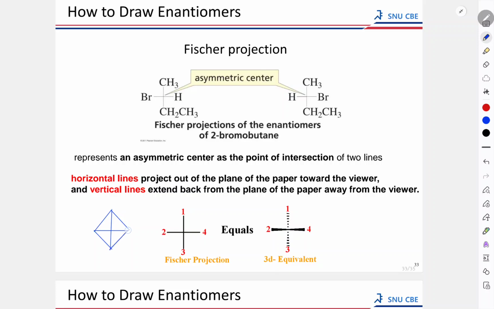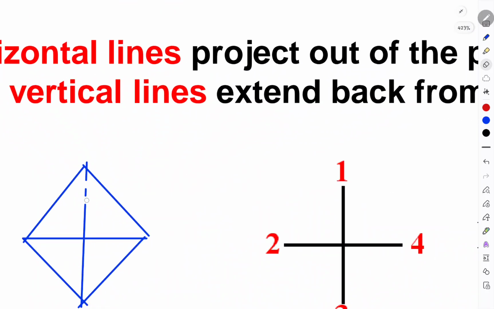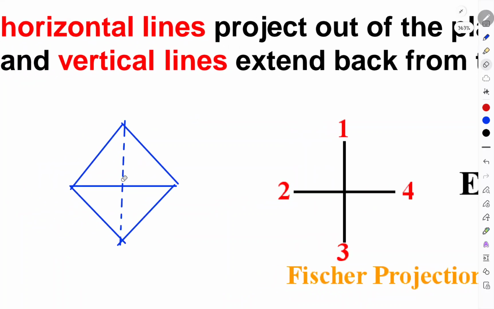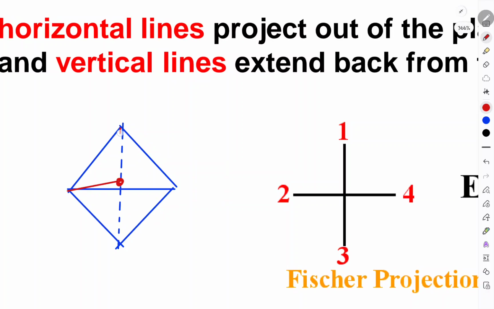This represents asymmetric center as a point of the intersection of the two lines, as I mentioned. The horizontal lines project out, okay? 2 and 4 in this case. It projects out of the plane of the paper toward the viewer, okay? And the vertical line 1 and 4, right, extend back from the plane of the paper, away from the viewer, in other words. So when you read this Fischer projection, you should be able to draw this 3D presentation in your head, right, using this.